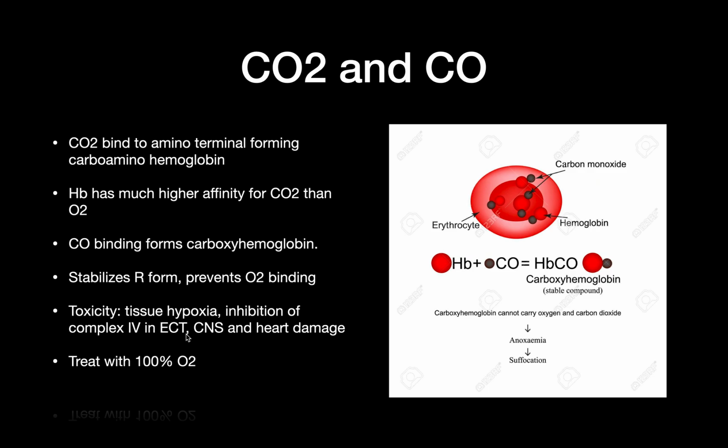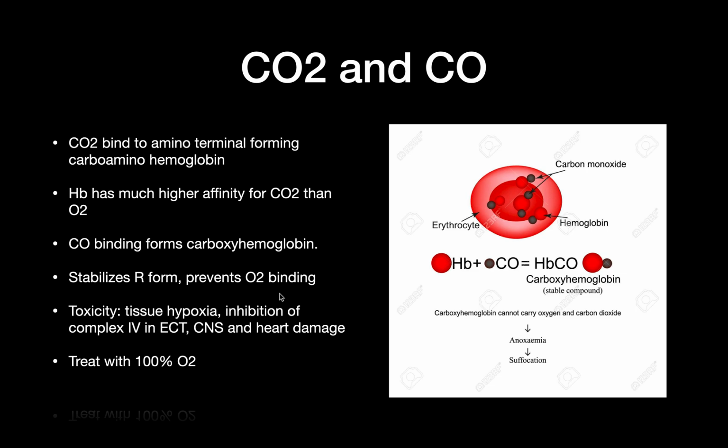Okay, so carbon dioxide and carbon monoxide. Carbon dioxide can bind to the amino terminal, forming carbaminohemoglobin. Now, hemoglobin has a much higher affinity for carbon dioxide, and it forms the bluish red venous blood. And carbon monoxide binds tightly to hemoglobin and forms carboxyhemoglobin, and that stabilizes the R form, preventing any oxygen from binding. And the problem is, since it prevents oxygen from binding, there is no oxygen transport, and it does that by inhibiting complex 4 of the electron transport chain.